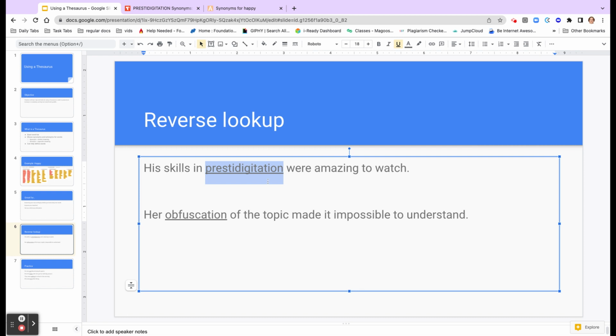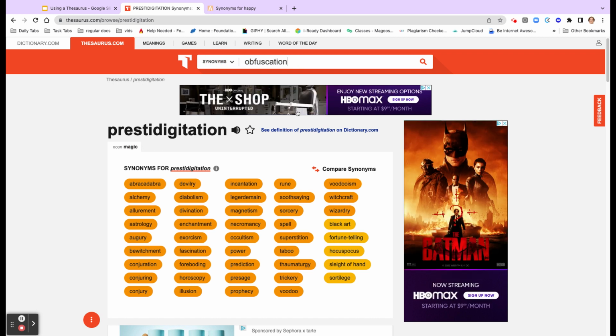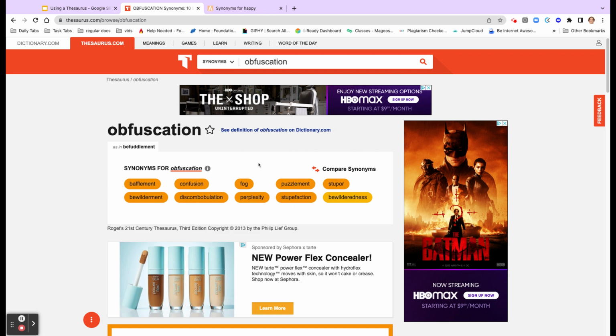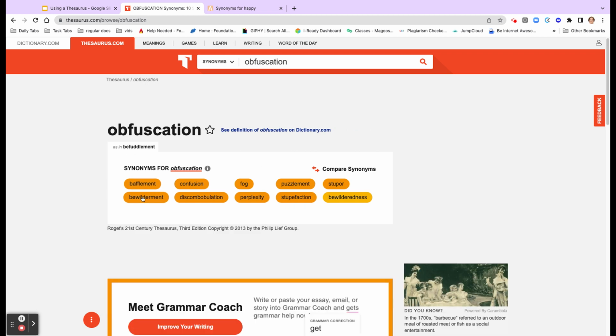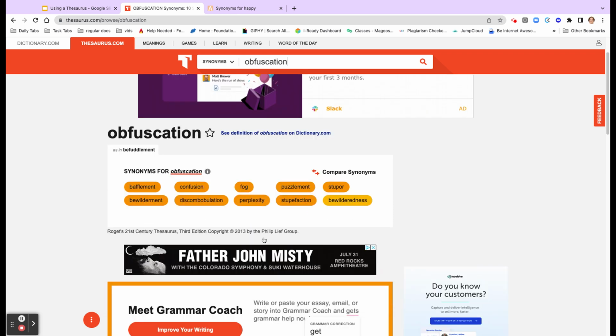So you want to do that reverse lookup to try and figure out what that word might mean. Her obfuscation of the topic made it impossible to understand. Obfuscation. So you put that in there, and you say, what the heck is obfuscation? Befuddlement, bafflement, bewilderment, confusion, perplexity, puzzlement. Oh, okay. So it just means confusing. Obfuscation basically means you're trying to confuse someone.